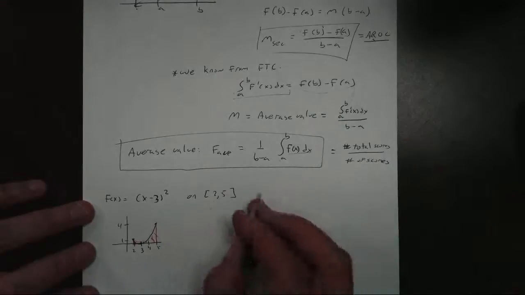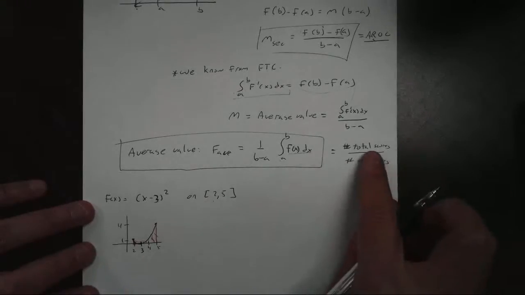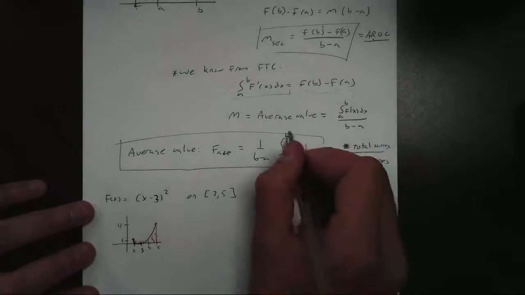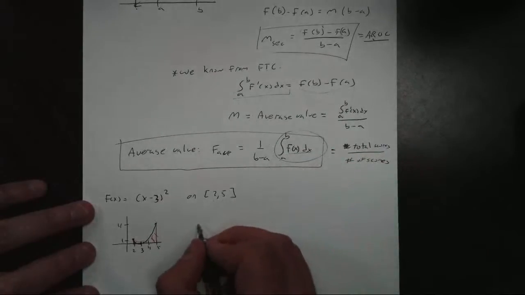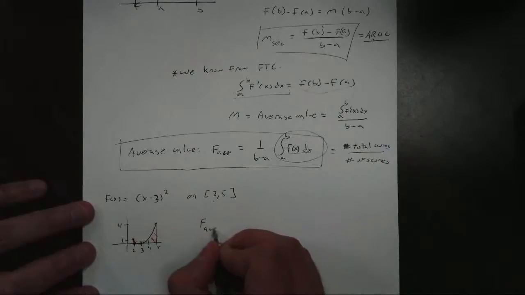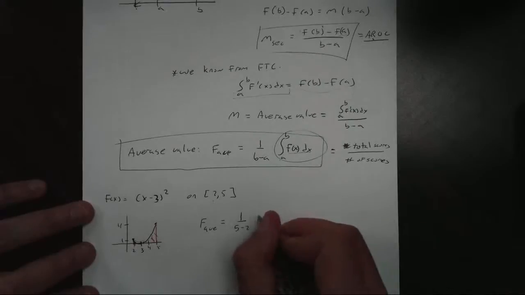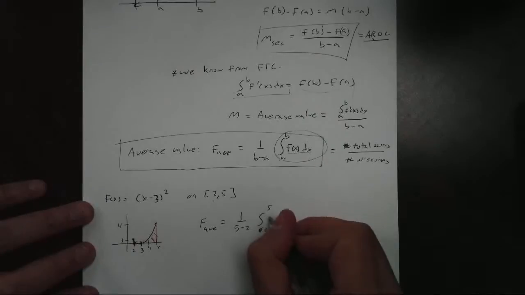It's the same way. So I've got to get the sum of all my total scores. And that's what the integral finds. So my average value, very simple, becomes 1 over, I just use my formula, 5 minus 2 times the antiderivative from 2 to 5 of my integral.